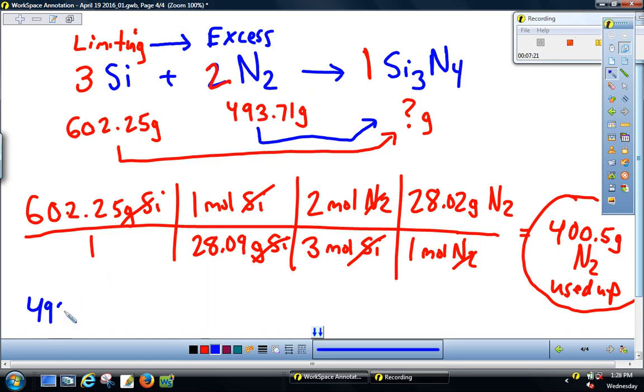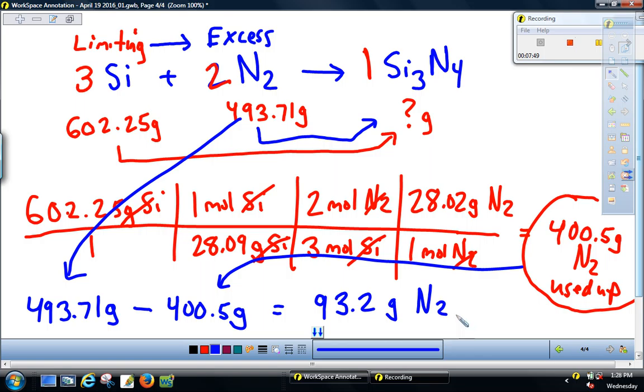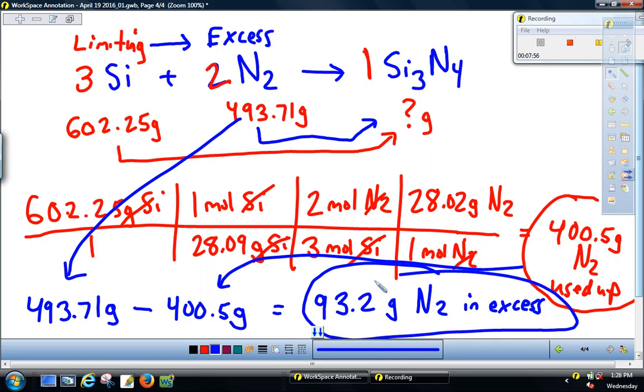Well, how much did we start with? Subtract how much was used up. The difference is how much is left over, and we get about 93.2 grams. Because this number only has 1 decimal place, we can only have 1 decimal place in our answer when we subtract, if you remember the rules of sig figs. So that's how much we have left over of the nitrogen.